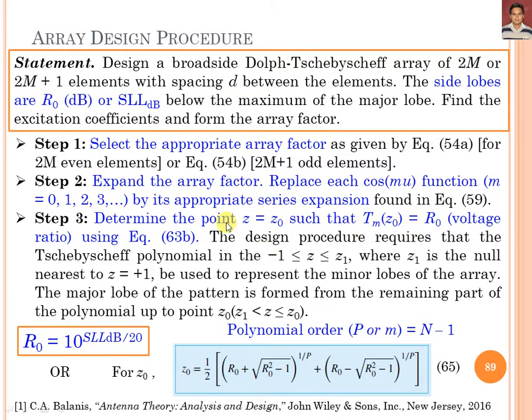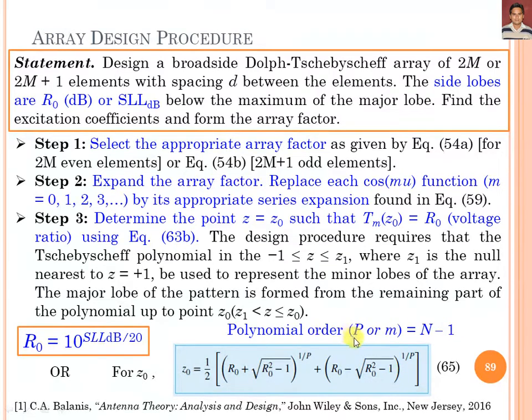The design procedure requires that the Chebyshev polynomial lies between -1 and z1, where z1 is the null nearest to z equal to +1. So we can say this value exists in the range -1 to +1. It is used to represent the minor lobes of the array. The major lobe of the pattern is formed from the remaining part of the polynomial, where z1 to z0 lies, and the order of the polynomial can be calculated by using small m, which is equal to N minus 1.